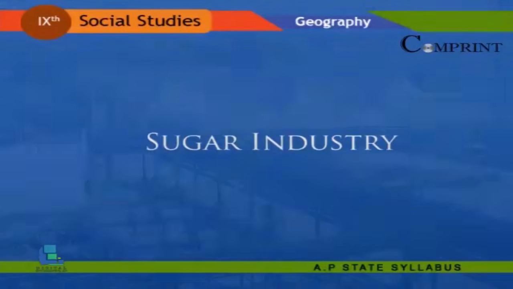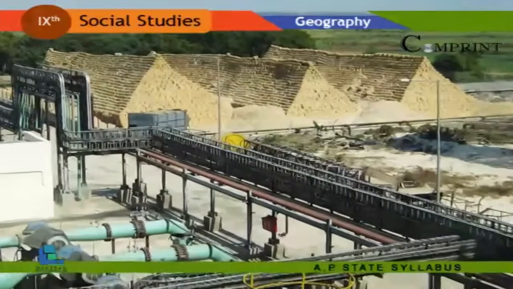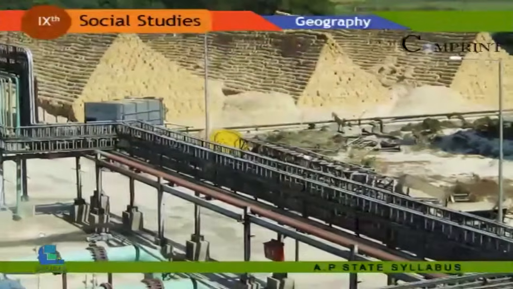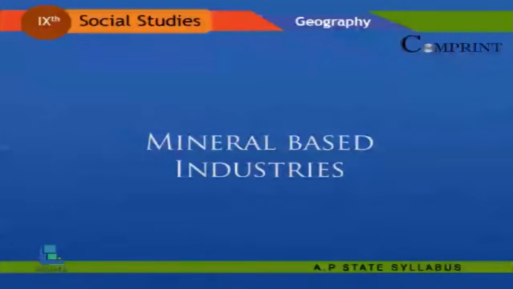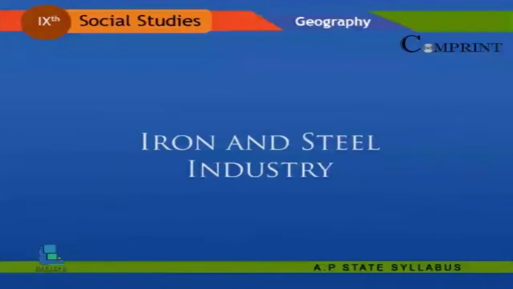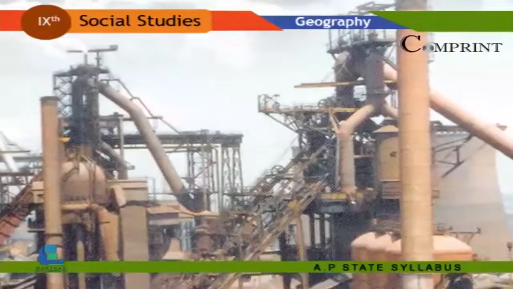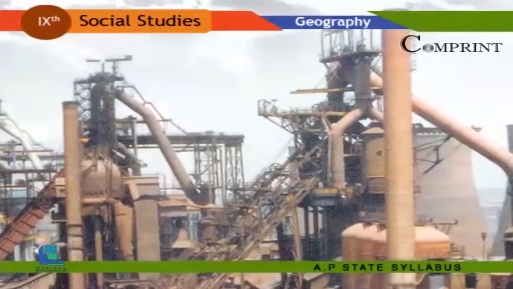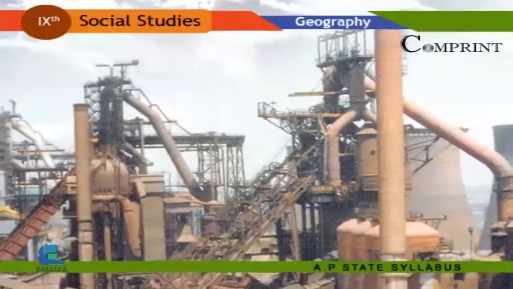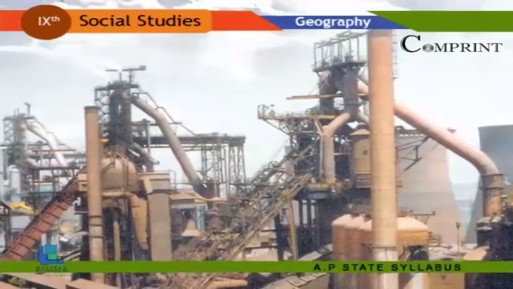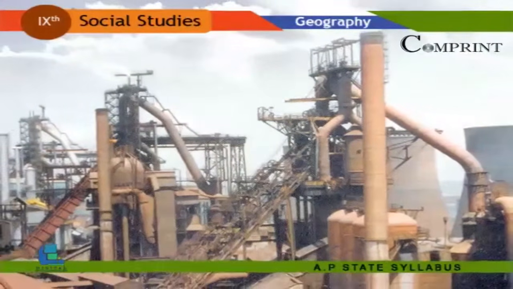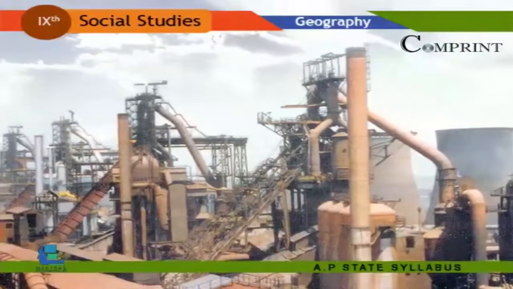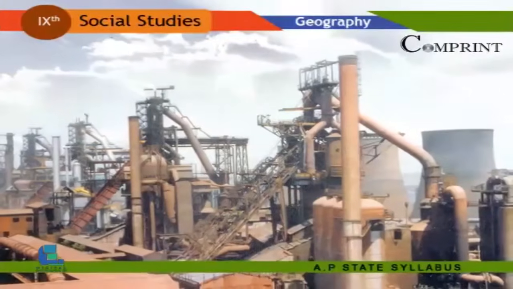Sugar industry. India stands second as a world producer of sugar but occupies the first place in the production of jaggery and khandsari. Mineral-based industries. Iron and steel industry. The iron and steel industry is the basic industry since all the other industries, heavy, medium and light, depend on it for their machinery. Steel is needed to manufacture a variety of engineering goods, construction material, defense, medical, telephonic, scientific equipment and a variety of consumer goods.